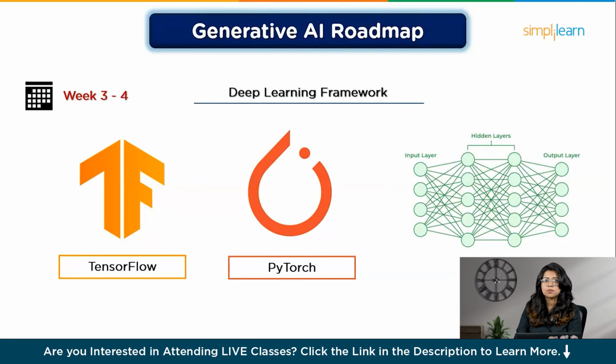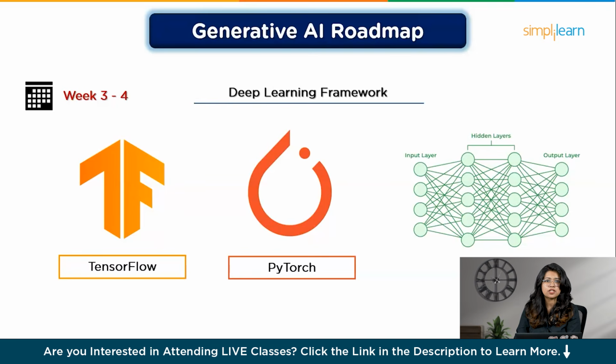The idea here is to make it easier for you to implement complex algorithms without having to code everything from scratch. So TensorFlow is known for its flexibility and scalability, making it ideal for production-level projects, while PyTorch is often praised for its simplicity and ease of debugging, making it great for research and experimentation.